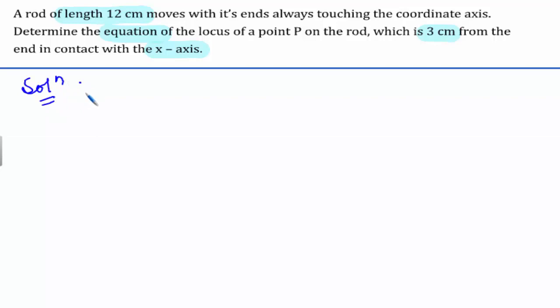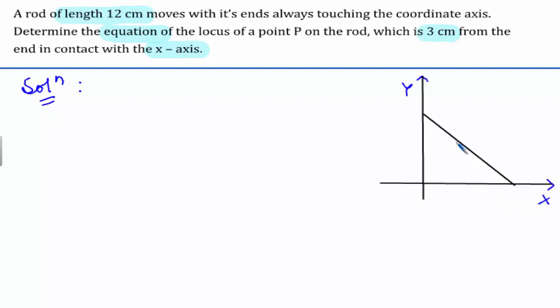And in this figure, let the coordinate axis be x and y, and AB be the rod of length 12 centimeters. Let us denote the point of intersection of the coordinate axis by O. Now let OA be equal to a and the distance OB be equal to b. That is, the coordinates of point A are a, 0 and the coordinates of point B are 0, b. Also we know that angle AOB is 90 degrees.